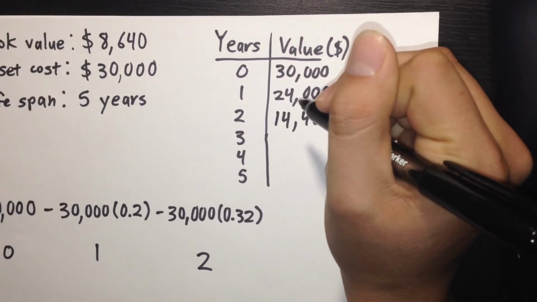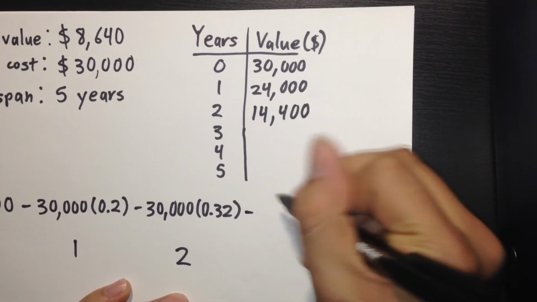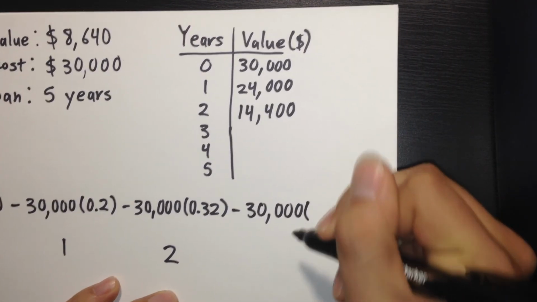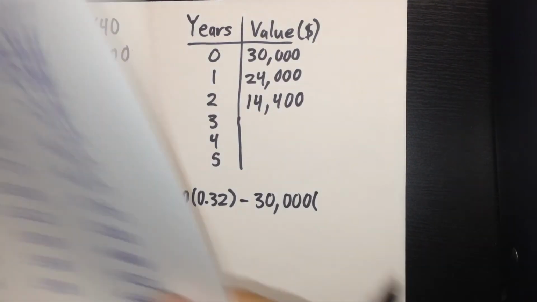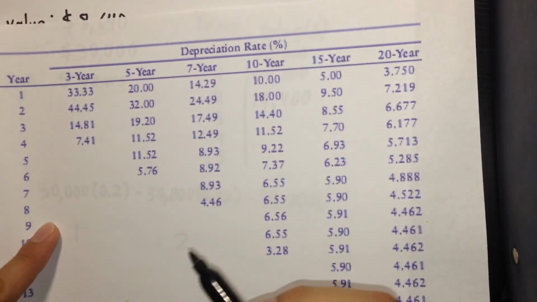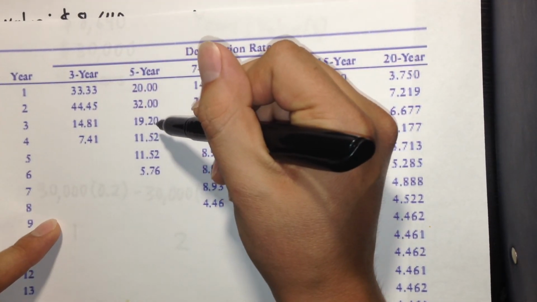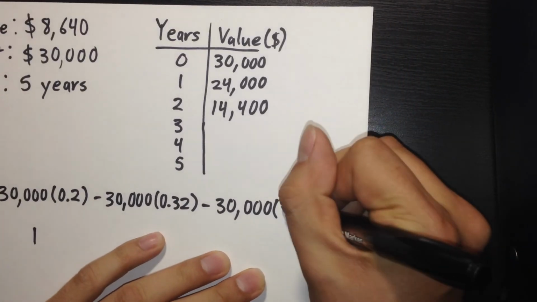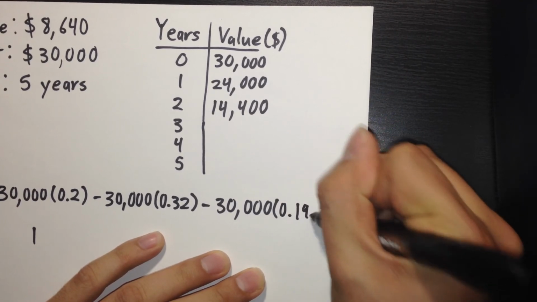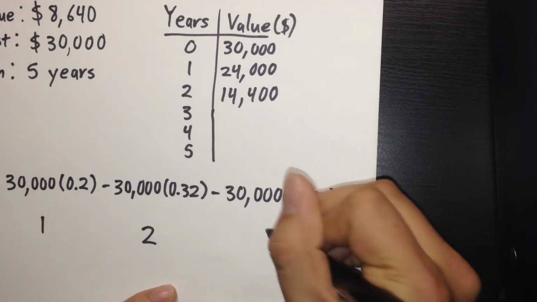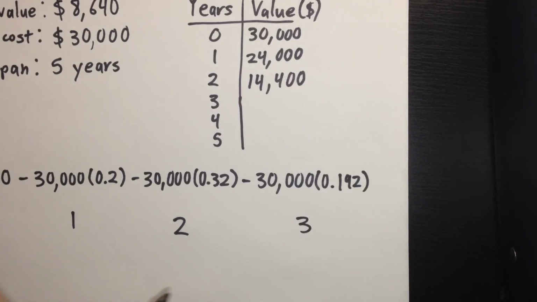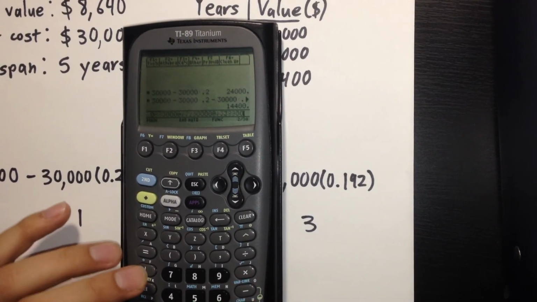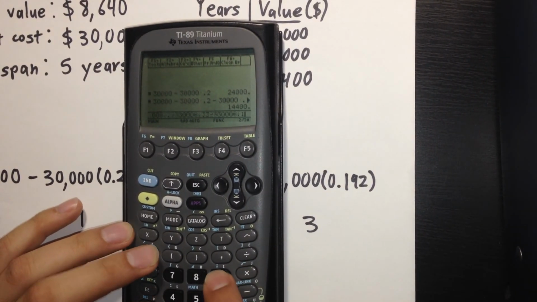Still not quite at our value, so we'll just go ahead and repeat it. We'll do 30,000 again, the initial cost of the product, times, back to our table, in the third year we're at 19.2% depreciation. So we have 0.192. This will be for our third year. We'll punch this back into the calculator again. 30,000 times 0.192.